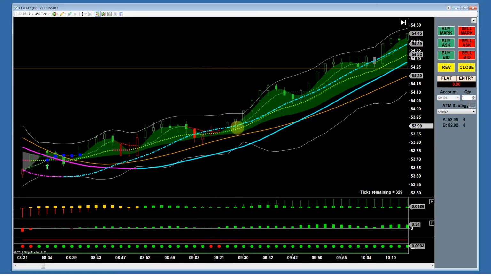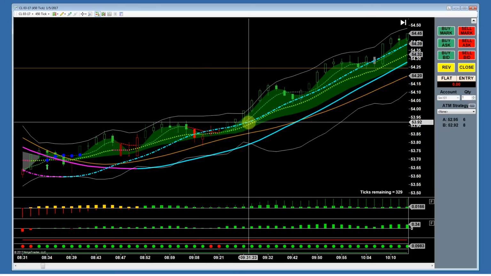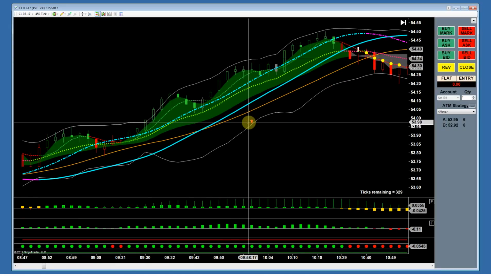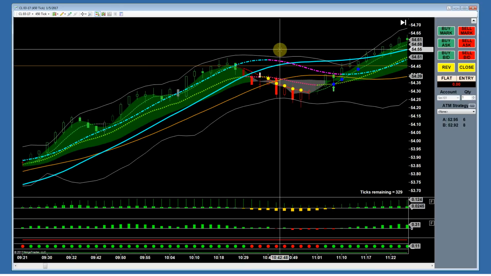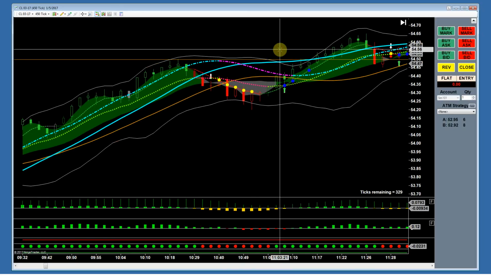Now, if there was a counter move and then a second level trade setting up, I might take that. In most cases, yes, but otherwise you just let it go. Go get a drink of water or coffee or juice, whatever.